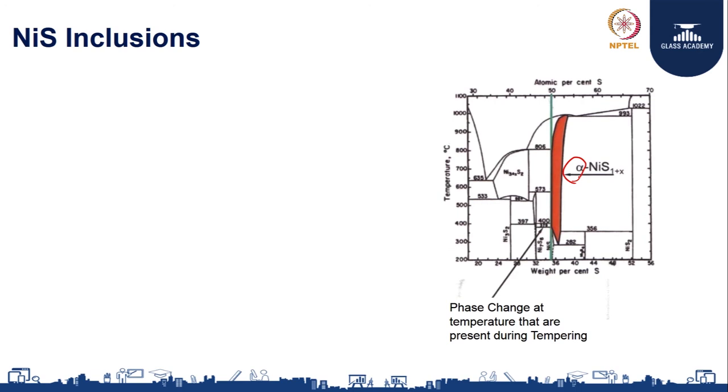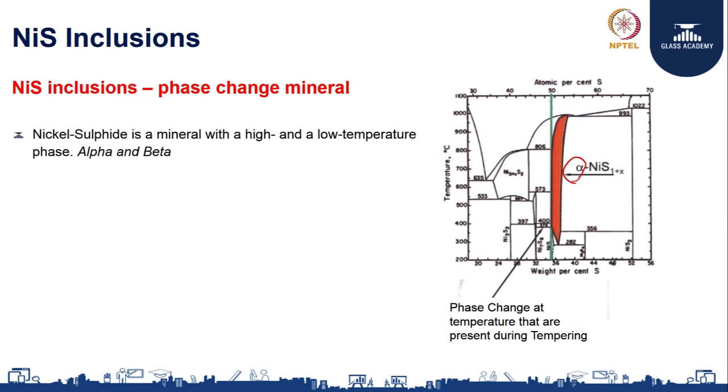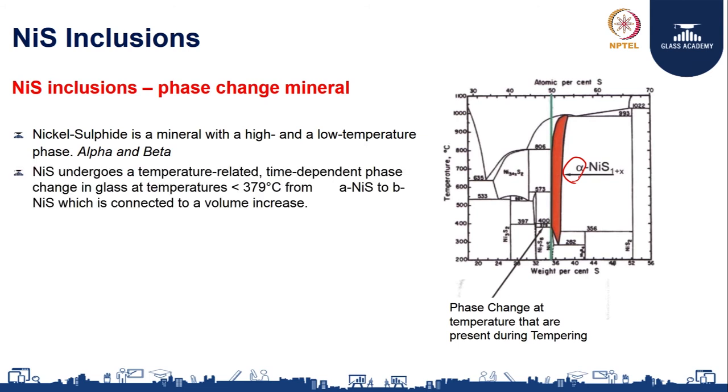Why does it break after tempering? Why does it not break by itself? To understand that, we need to go a little bit inside the chemistry. Nickel sulfate has two phases, the alpha nickel sulfate and the beta nickel sulfate. This phase change happens at a temperature much lower than the melting point. One phase, the beta phase, is not a stable phase, while the alpha phase is a stable phase.